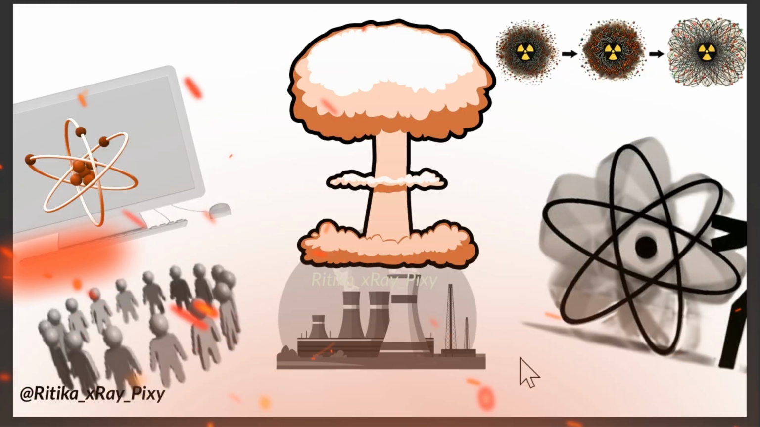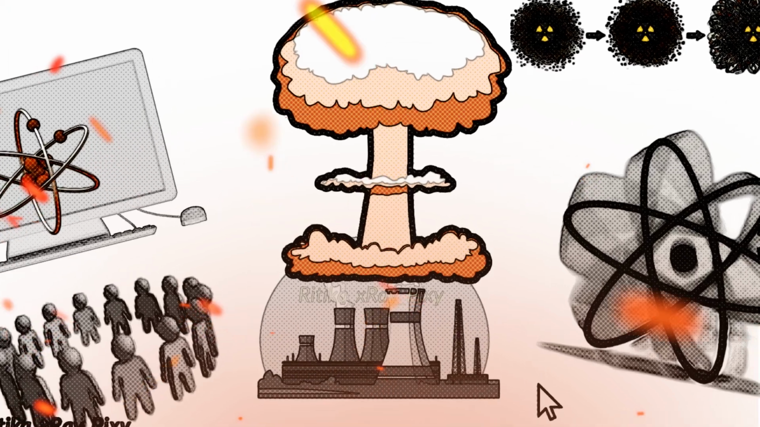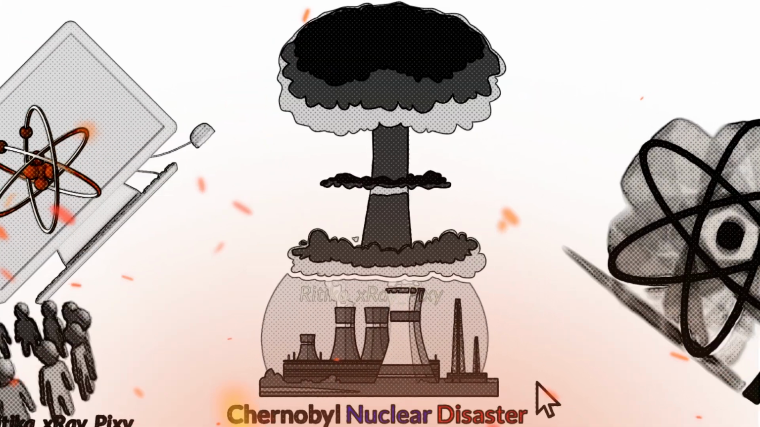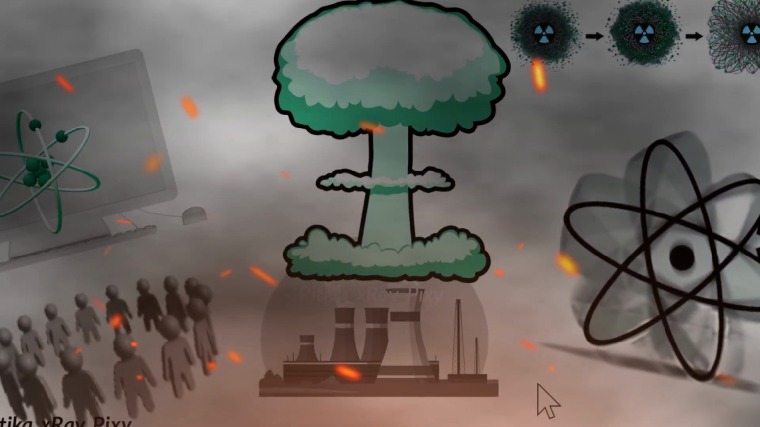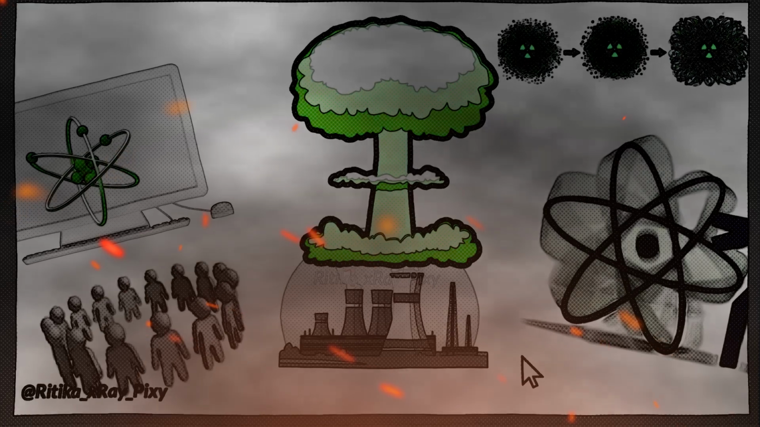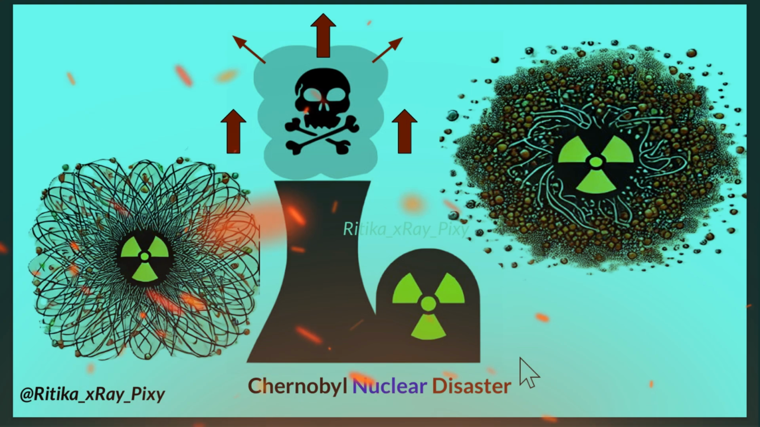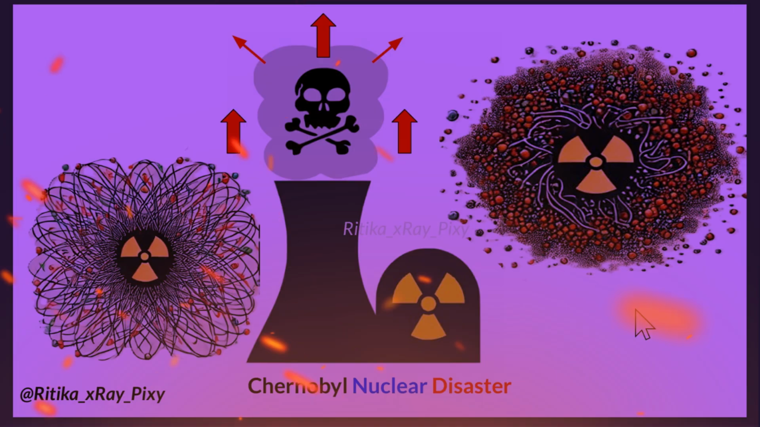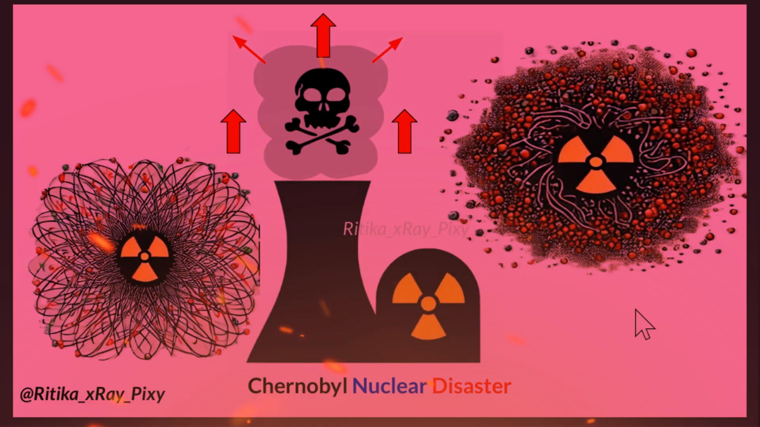Operators were not fully aware of the reactor design limitations. Decisions were made under pressure to complete the test quickly. They ignored warnings and safety protocols. During the test, a sudden power surge occurred when the emergency shutdown system was activated. Instead of stopping the reaction, the control rods caused a massive spike in power. This resulted in an explosion that destroyed the reactor core and released radioactive materials into the atmosphere.